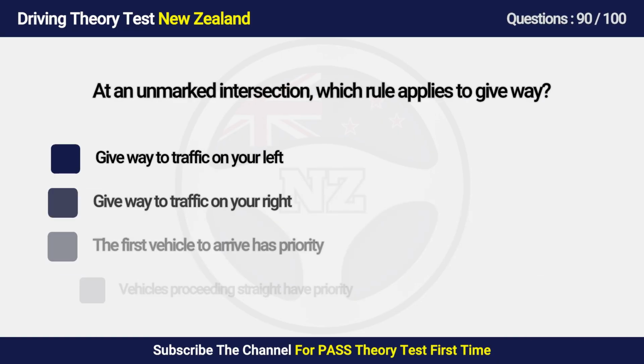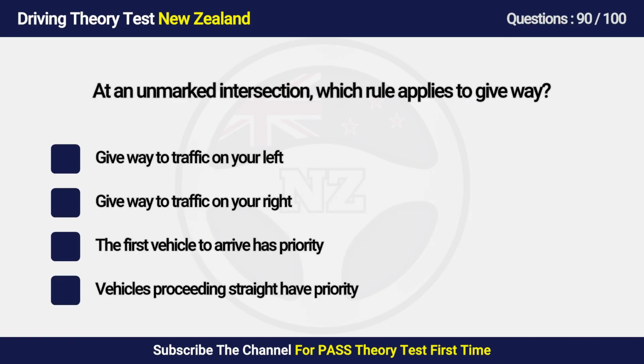Question 90. At an unmarked intersection, which rule applies to give way? A. Give way to traffic on your left. B. Give way to traffic on your right. C. The first vehicle to arrive has priority. D. Vehicles proceeding straight have priority.